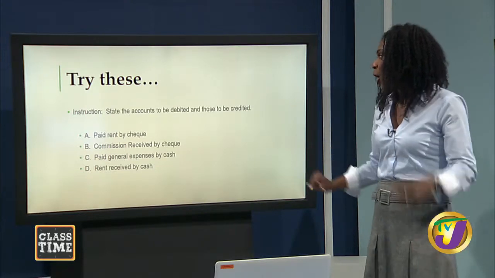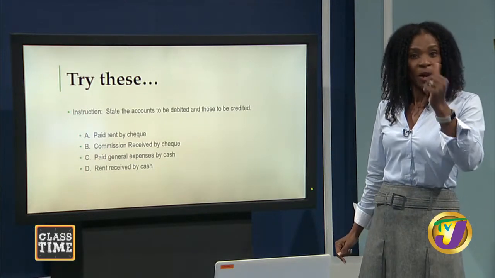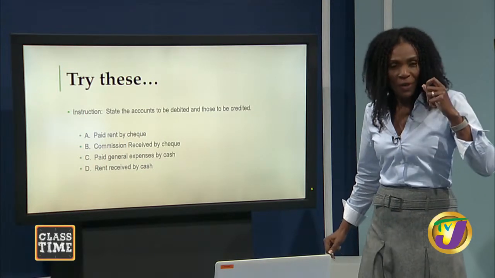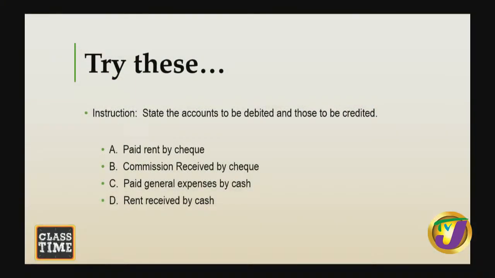Let's look at the last one quickly. Rent received by cash. Rent received. Revenue again. So we're going to go back to our double entry principle. Whenever there's an increase in revenues, we're going to credit. So you're going to credit rent received, and then you're going to also debit cash, because you're increasing the asset, cash. Students, you just can't forget your double entry principle. They're like the road code for accounts. You must bear that in mind at all times. Practice, practice, practice. All right.